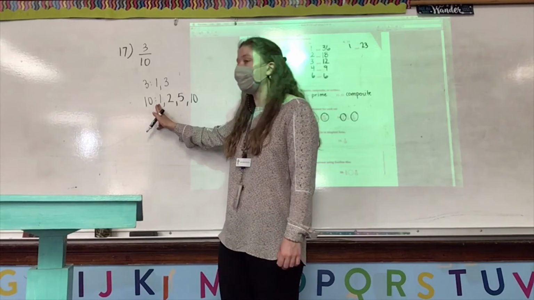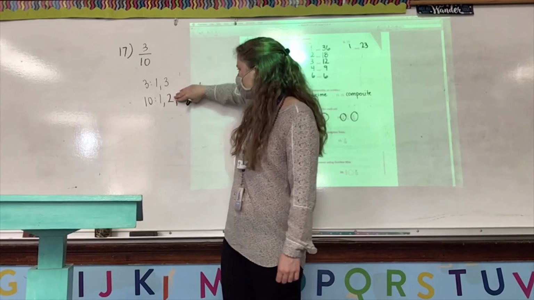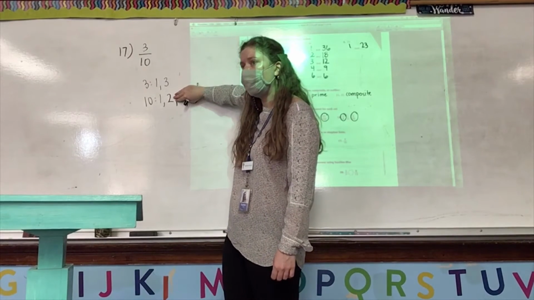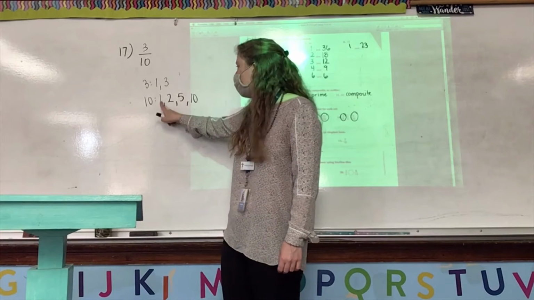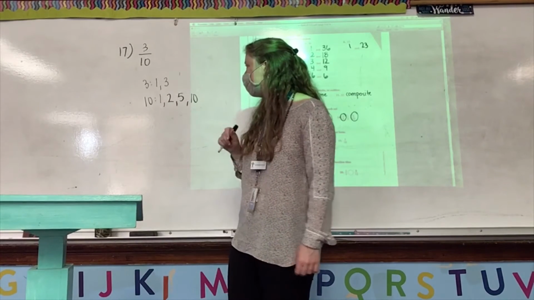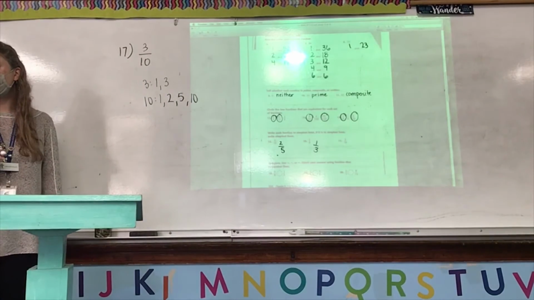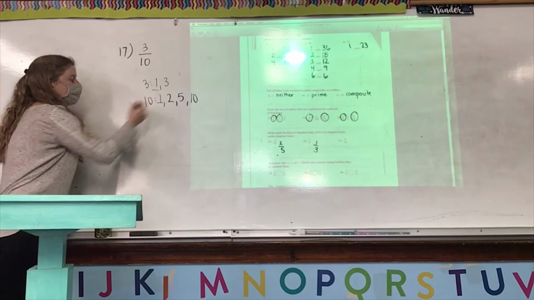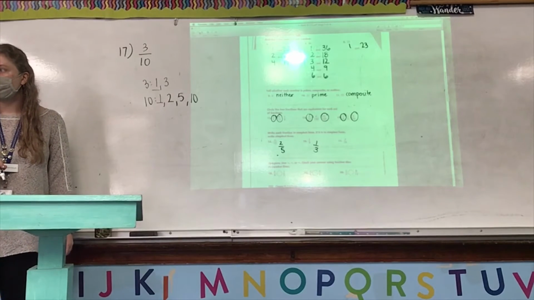But remember, Mason, we can't just stop at 2 because are those all the factors of 10? No, because what does 2 go with? 5. And what does 1 go with? 10. So now, Mason, what are the common factors? 1. What's the greatest common factor? 1.